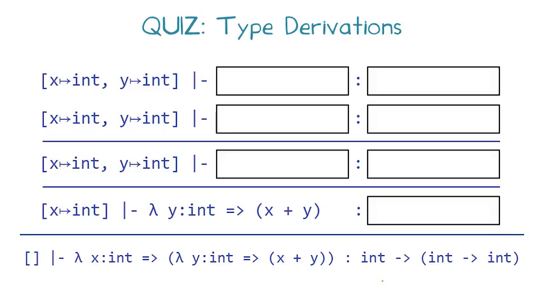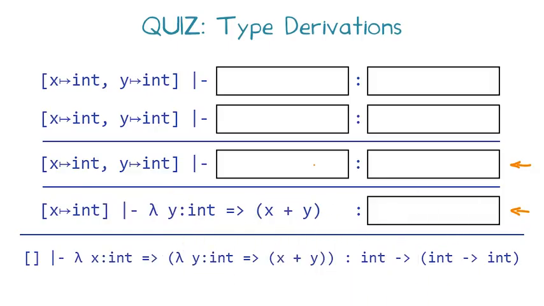We take this to be the conclusion of a single derivation with the following hypothesis. Under the environment mapping x to type int, it is provable that the function lambda y of type int yields x plus y has type blank. This hypothesis itself is the conclusion of another derivation, whose hypothesis is under the environment mapping x to type int and y to type int, it is provable that blank has type blank.